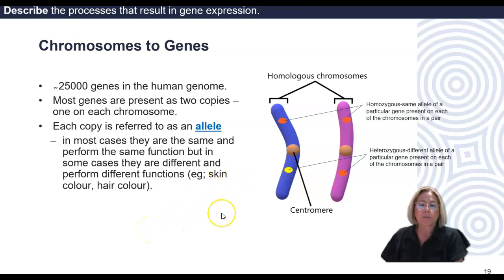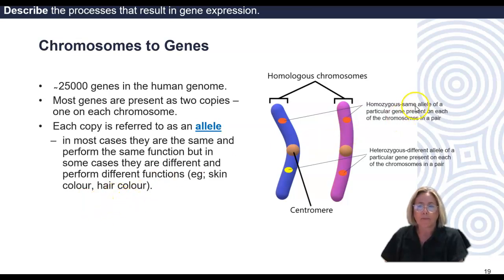Now, there are about 25,000 genes that make up the human genome. And most genes are present as 2 copies, one on each chromosome. Here you can see a pair of homologous chromosomes, and we've put genes on these chromosomes. Each copy of the gene is referred to as an allele. In most cases, they are the same and perform the same function, but in some cases, they are different and perform different functions, for example, in the generation of skin color or hair color.